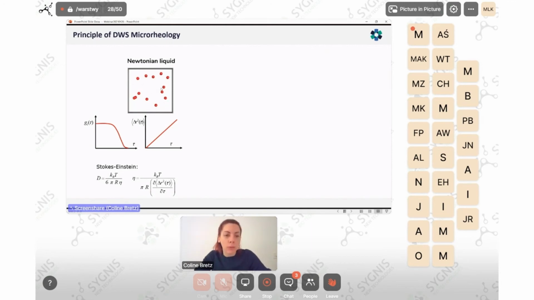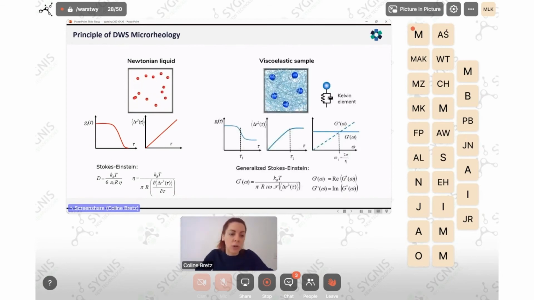They can diffuse however they want, so the motion is basically linear here. This means that we can extract a diffusion coefficient looking at the slope of this curve, and using the Stokes-Einstein equation, we can compute either the viscosity or the size of the particles, knowing, again, the slope of that curve.